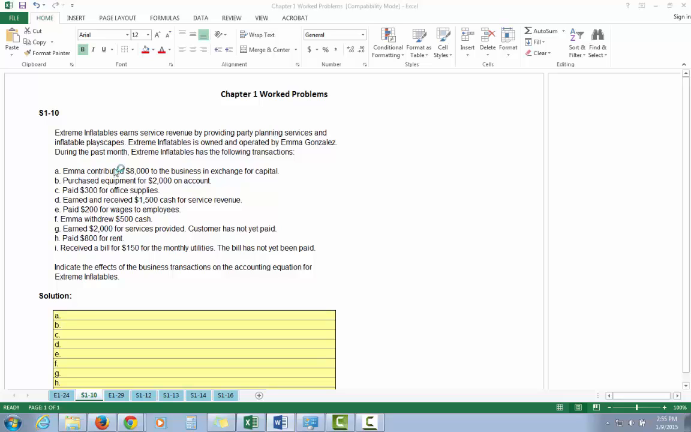Okay, so let's look at it, she contributed $8,000. So that means she gave in cash. Okay, so cash is going to go up, and cash is an asset account. It's something of value. So that's one thing. We have an increase in an asset, which is our cash. And then this is going to be an equity. Okay, so it's increasing equity. Anytime we give capital, we're increasing it. So that capital account is an equity account. So it's increasing our equity.